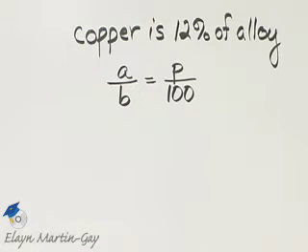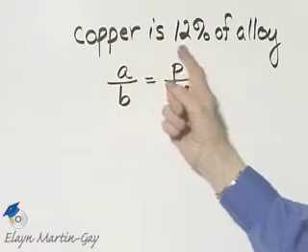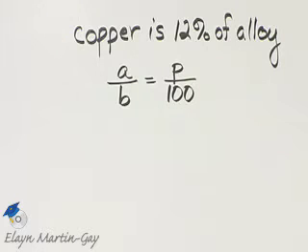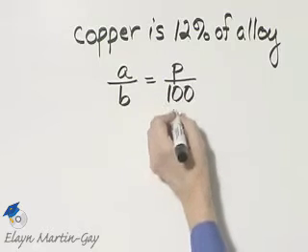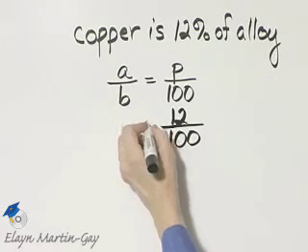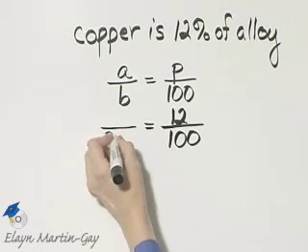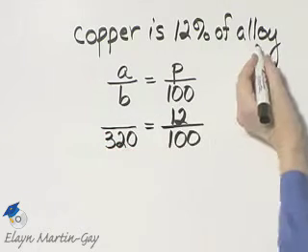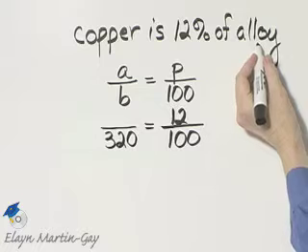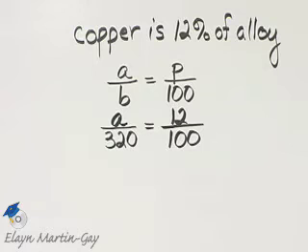Make sure you read and reread the problem, and now we'll solve it using a proportion. Remember, it boils down to the fact that copper is 12% of an alloy. Let's use that and set up our proportion. The percent is 12, so I'll have 12 over 100. We were given that we're interested in 320 pounds of an alloy, so our base is 320. The amount of alloy here in our problem is 320 pounds, and we want to find A, the amount of copper.